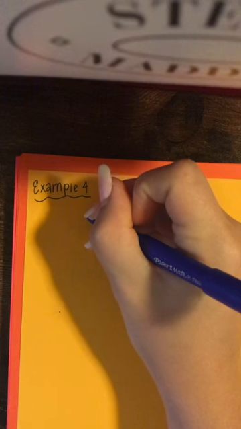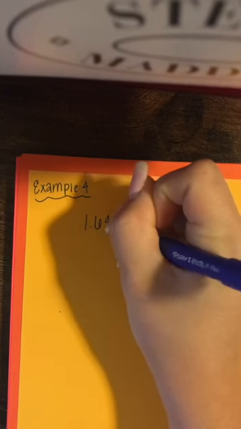So for example 4, the problem is the test tube contained 6.24 milliliters of liquid before it was heated and 4.6 milliliters after it was heated. How many milliliters of liquid evaporated when the test tube was heated? All we're doing is subtracting 4.6 from 6.24. After you do your math, you will get 1.64 as your answer.